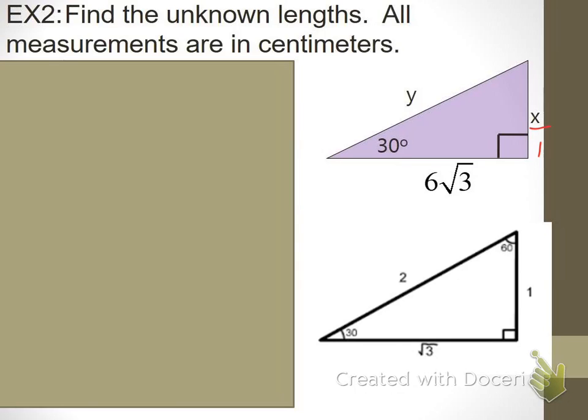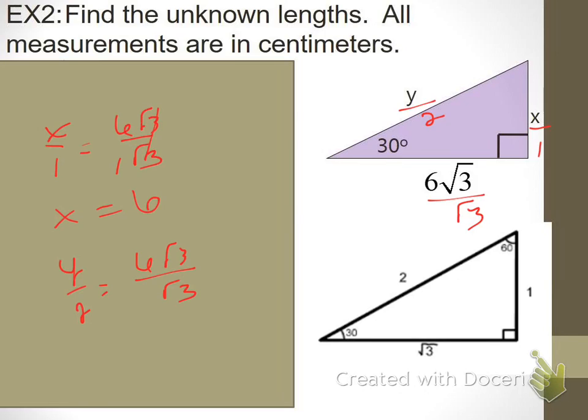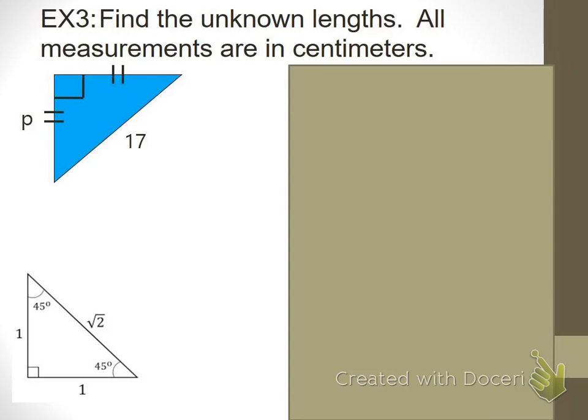Okay, this is over 1. This is over radical 3. This is over 2. Right? So we can take x over 1 equals 6 radical 3 over radical 3. The radical 3's divide out, leaving a 1, so x equals 6 when you cross multiply. Y over 2 equals 6 radical 3 over radical 3. The radical 3's divide out, so we get y equals 12. And there you go. Okay, stop the video and try this example. Start it back up and check your work.